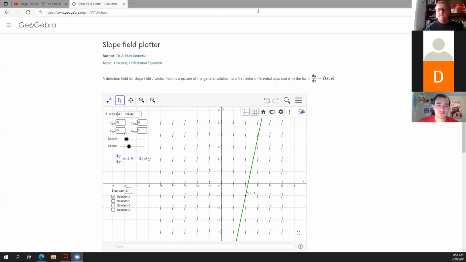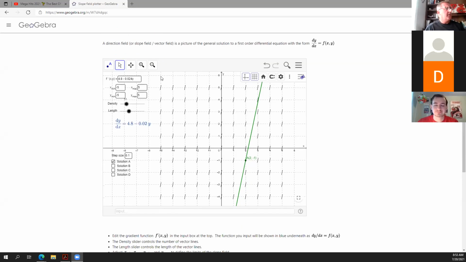Are you seeing the slope field plotter now? Yep. Good. I think I'm getting better at this. So notice I typed in the differential equation that we got: dy/dx equals 4.8 minus 0.024y.